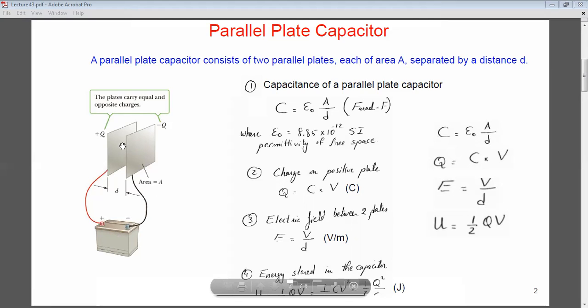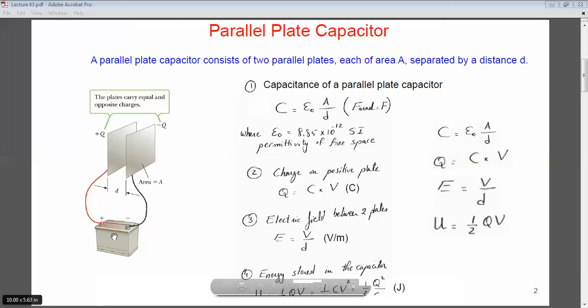So again, when connected to a battery or a voltage source, electrons start leaving one of the plates, leaving it with a positive Q charge, and they move through the battery to the other plate, leaving it with a negative Q charge, because now there are excess electrons here, so it is negative Q charge. And the moving of the charge stops when the potential along the plate is equal to the potential across the battery.